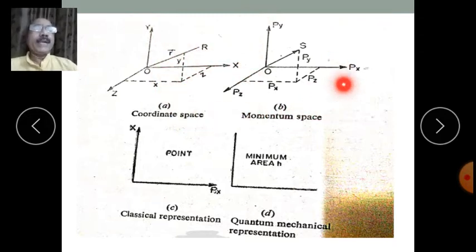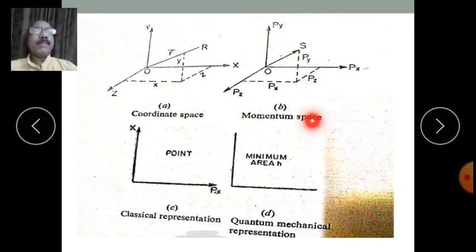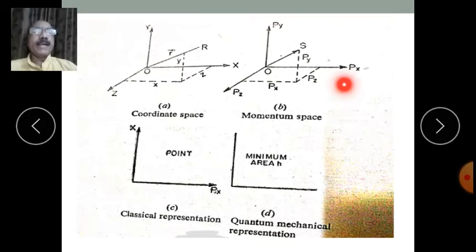So this is a momentum space. Here Px represents the momentum along the x-axis, Py represents the momentum along the y-axis, and Pz represents the momentum along the z-axis. So any point in this space has three coordinates, Px, Py and Pz, which represent the momentum of that particle. Such a space is called the momentum space. So this is coordinate space, which represents the position of the particle. This is momentum space, which represents the momentum of the particle.